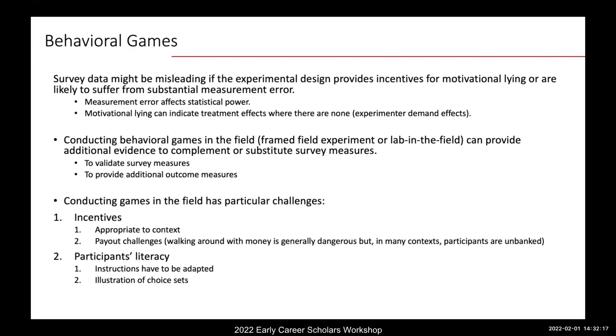You have to think about two types of particular challenges when you want to do this. The first one is choose incentives that are appropriate to context and figure out a way to pay your subjects without having to have your enumerators or the people that do the games walk around with money, because generally that's dangerous, and in a lot of places the challenge is that participants are unbanked, so you cannot make a transfer. So you have to figure out a way to get this.